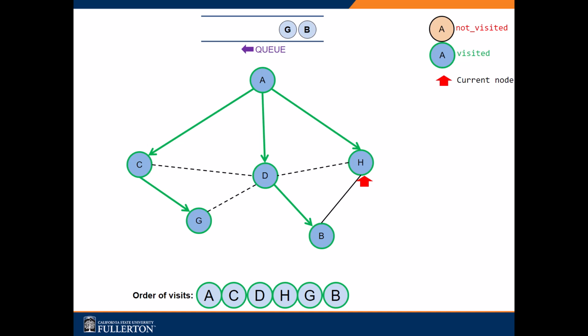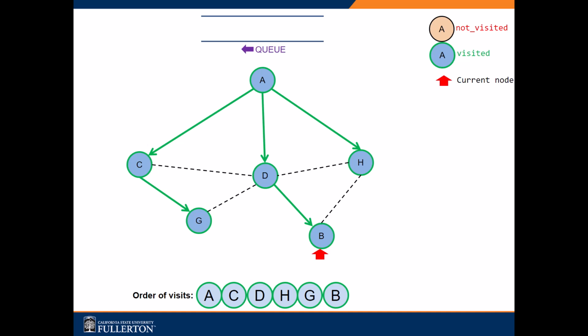And to move to the next iteration, we again pop the front of the queue, which gives us G, our next current node. All the neighbors of G have also been visited previously, so there is nothing to be done at G. So we again pop the front of the queue to get B as our next current node. Again, all the neighbors of B have already been visited, so there is nothing to be done at B. And as the queue is empty now, the algorithm ends.